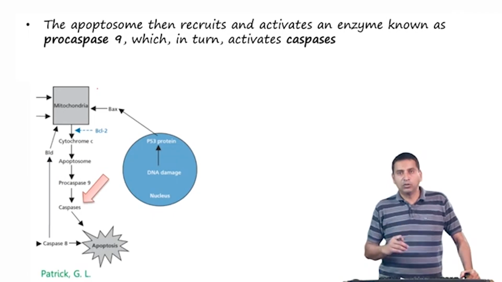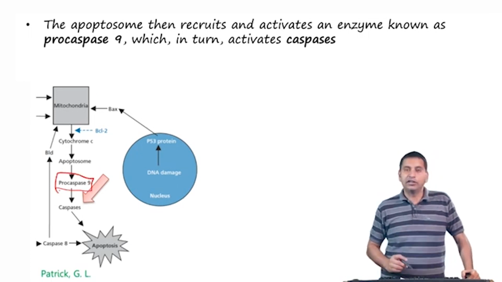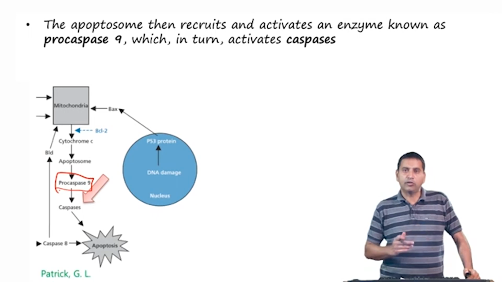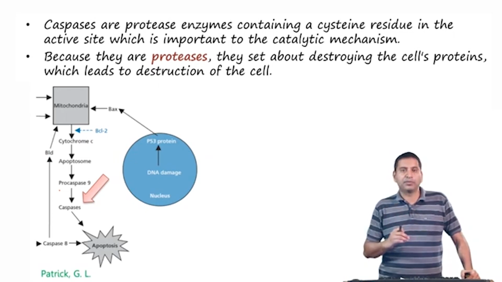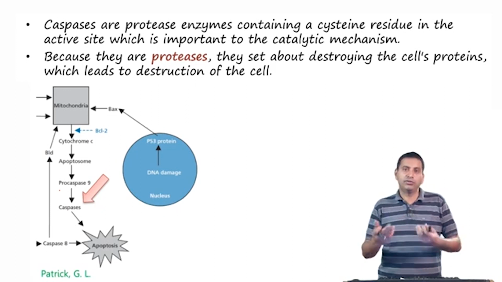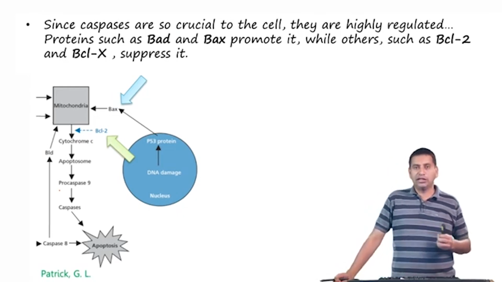The apoptosome then recruits and activates an enzyme known as procaspase. Okay. So, procaspase 9 is a really important enzyme in the whole cascade of apoptosis. This in turn activates what are known as caspases. Okay. So, caspases belong to the protease class of enzymes, and these are cysteine proteases, and they contain a cysteine residue in the active site, which is important to the catalytic mechanism. We have already looked at cysteine based proteases previously. Because these are proteases, they destroy the cell's proteins, which leads to the destruction of the cell. Since caspases are so crucial to the cell, they are highly regulated.